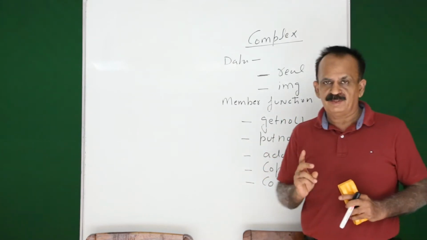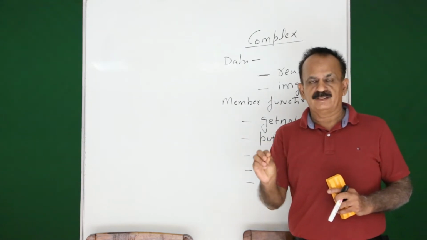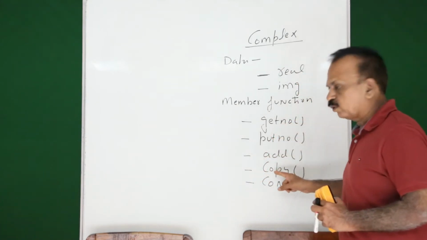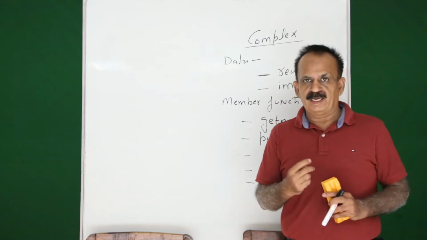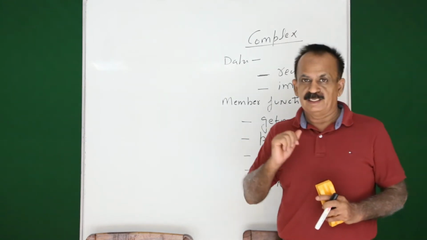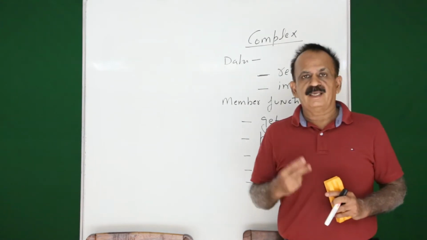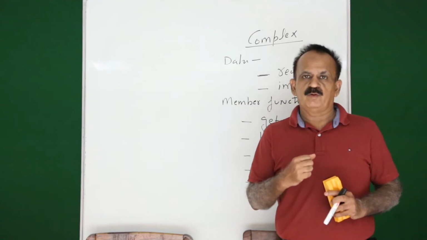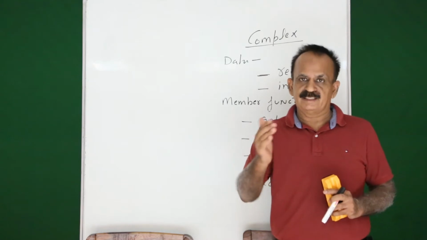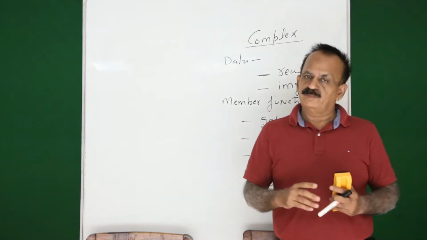Addition of two complex numbers, three complex numbers will be required, two I will be providing as arguments, and the calling object will be used to hold the result. The next one is copying. Two objects will be required. One I will be providing as argument, and the result will be stored in the calling object. And conjugate. Again two complex numbers will be required. One, which is given to me, I will be providing as an argument, and the result will be stored in the calling object.